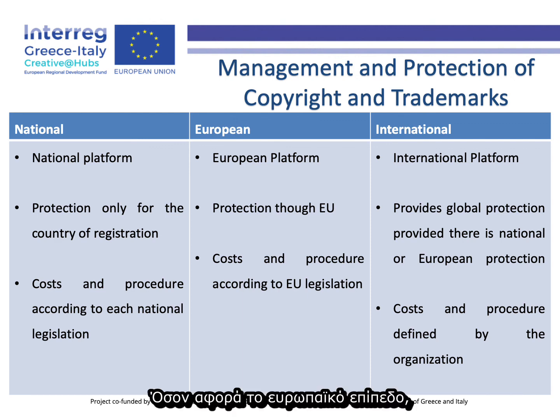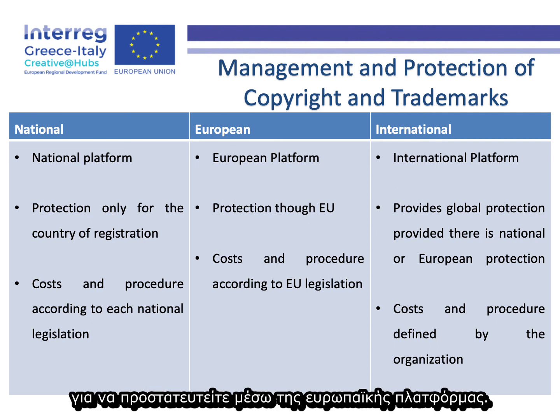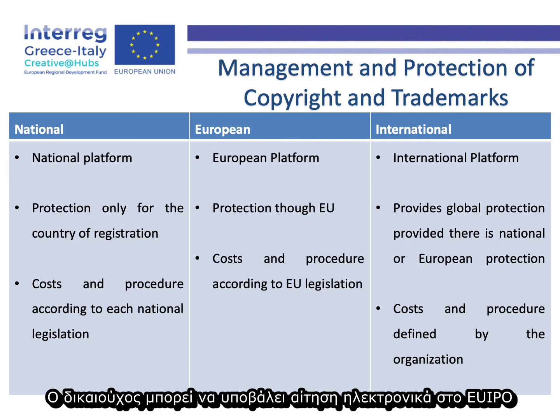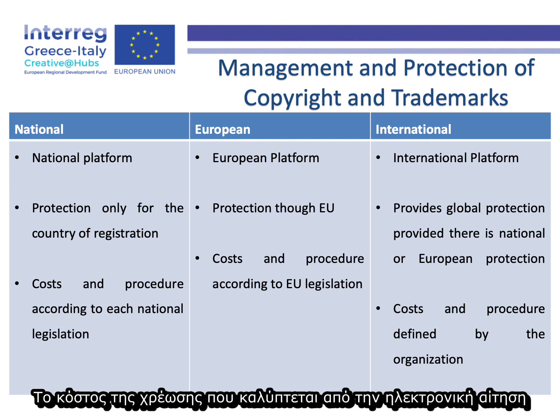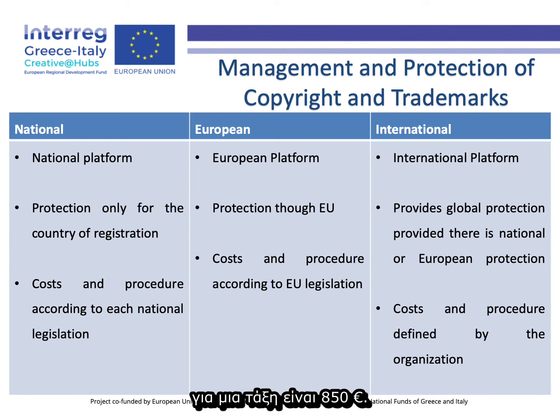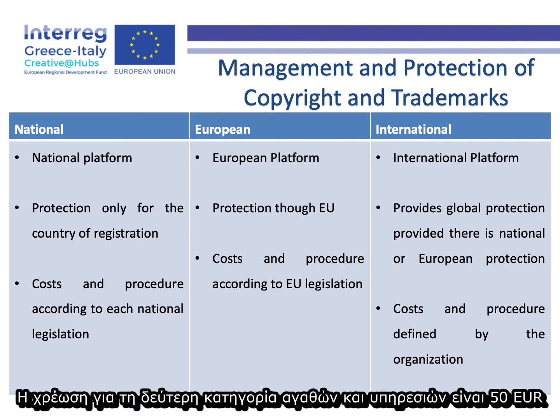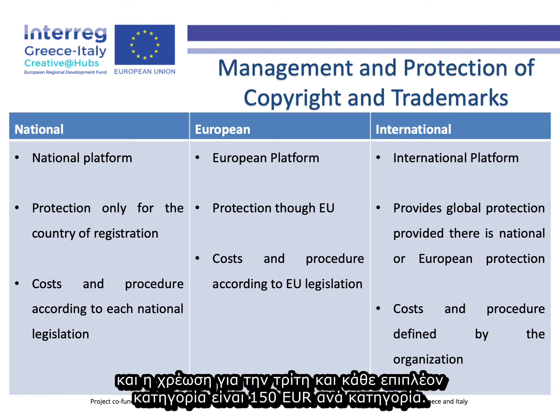Concerning the European level, you can register your work in order to be protected through the European platform. The beneficiary may apply electronically to EUIPO for a community trademark by selecting the community procedure. The fee covered by the online application for one class is €850. The fee for the second class of goods and services is €50, and the fee for the third and each additional class is €150 per class.